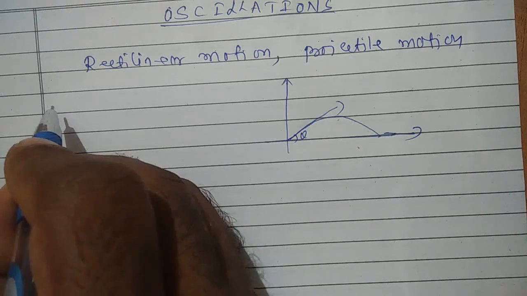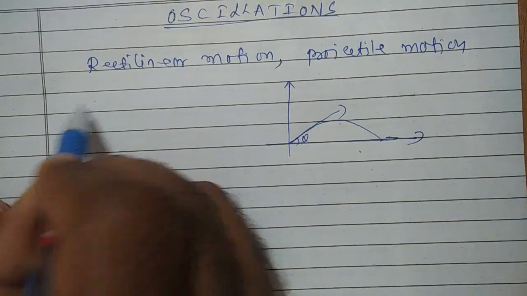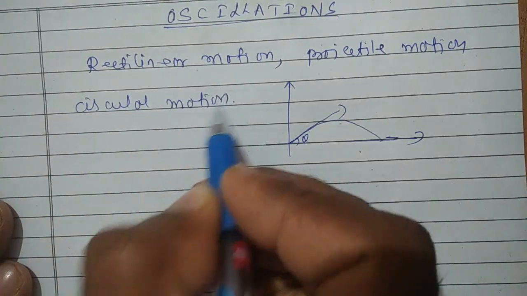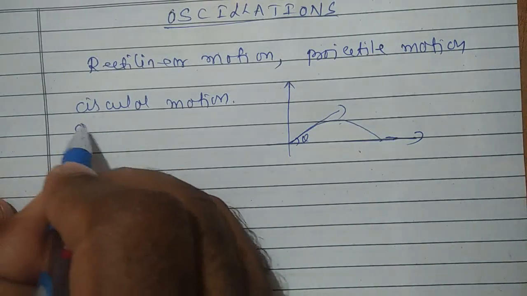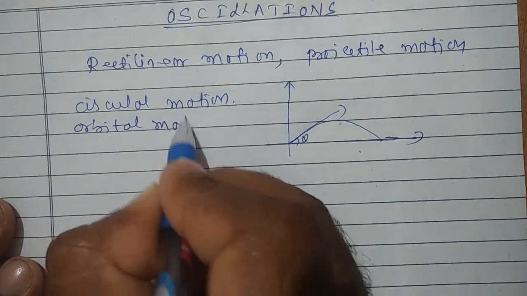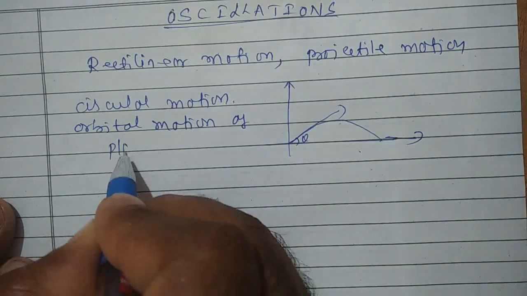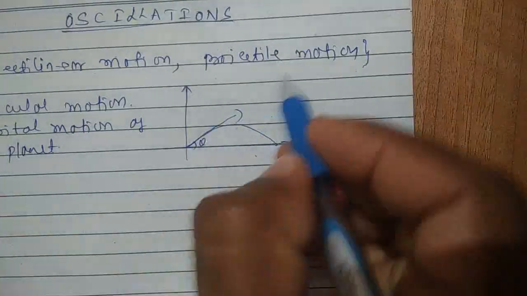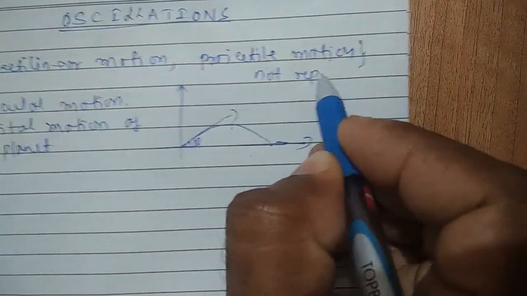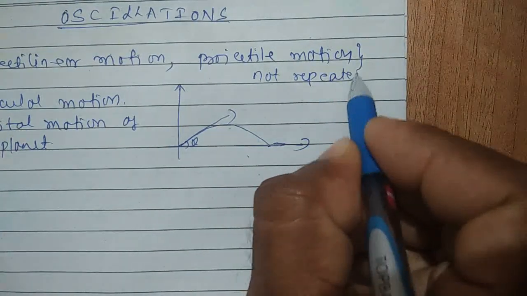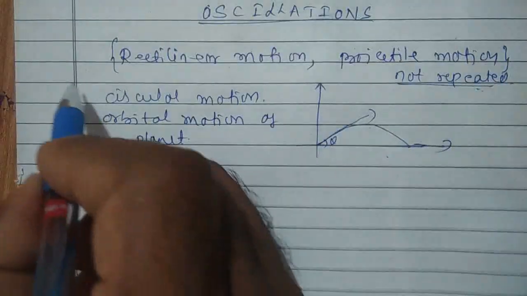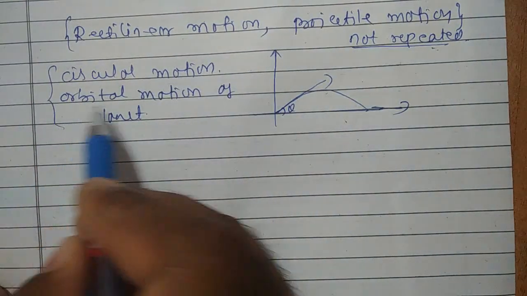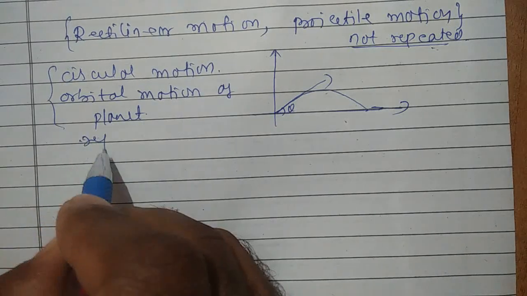And there are a few other types of motion. For example, motion of an object in a circular path, and orbital motion of planets. In the first two, the rectilinear motion and the projectile motion, they are not repetitive, it cannot be repeated again. But the examples that I am quoting now, the circular motion and the orbital motion of planets, are repetitive.